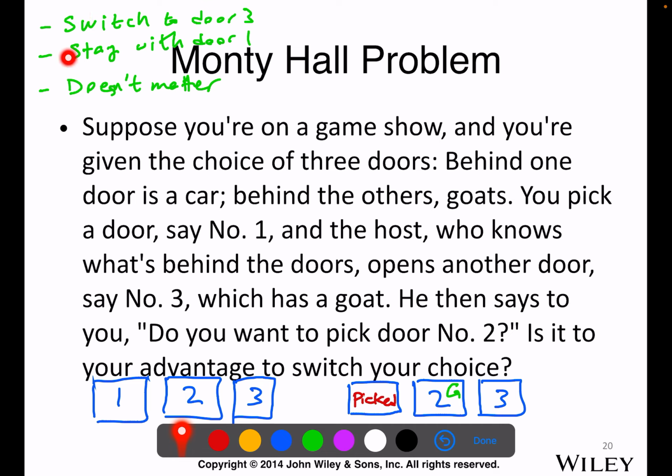So if you would switch to door 3, raise your hand if you think that's a better option. And if you think you should stay with your original pick, raise your hand. And if you think it doesn't matter if you switch or not, okay, so this one seems to be the winner. It doesn't matter.